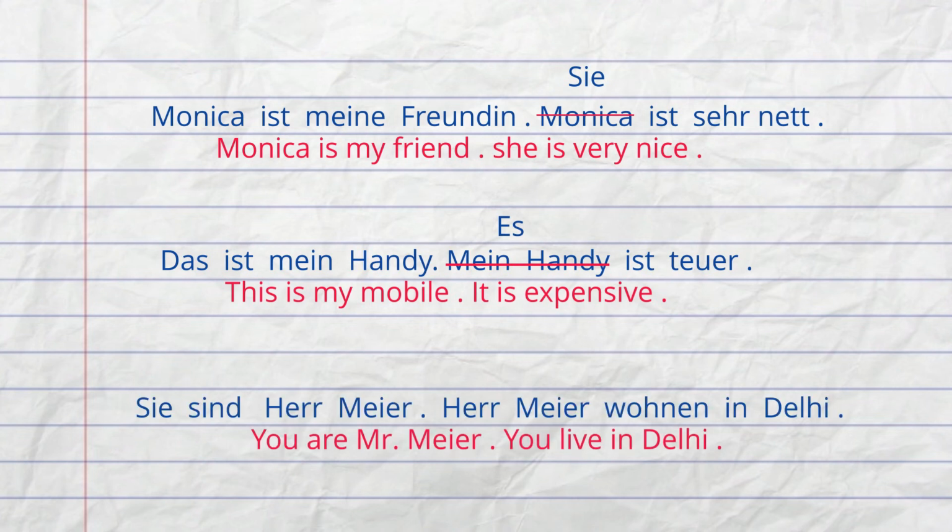Sie sind Herr Meier. Herr Meier wohnen in Delhi. Now instead of writing Herr Meier again in second sentence, we can replace it with sie. Here this sentence is formal sentence, that is why we have used here sie.